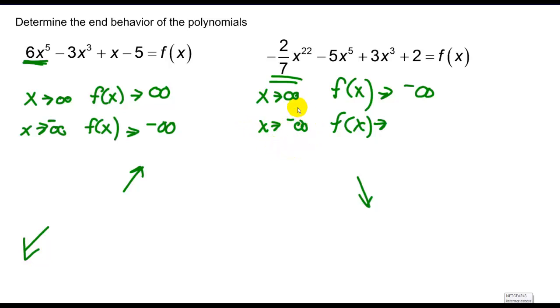Likewise, when I plug in a negative infinity, raise it to the 22nd power, it goes positive, but I multiply that by a negative number, and that stays negative. So therefore, we get negative infinity here.